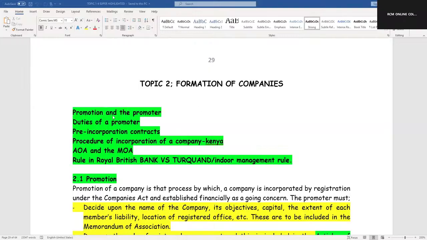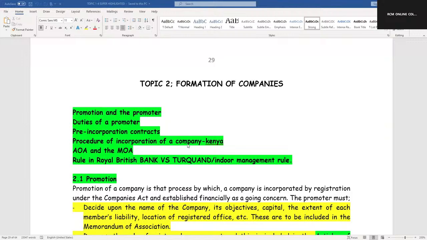So we learn about what is promotion and who is a promoter. We look at the duties of this person we call a promoter. There's something we call pre-incorporation contracts. The procedure of incorporating a company in Kenya. Then we look at the articles and the memorandum, which I've mentioned earlier. But now we'll delve deeper into what is actually the articles and what is actually the memorandum.